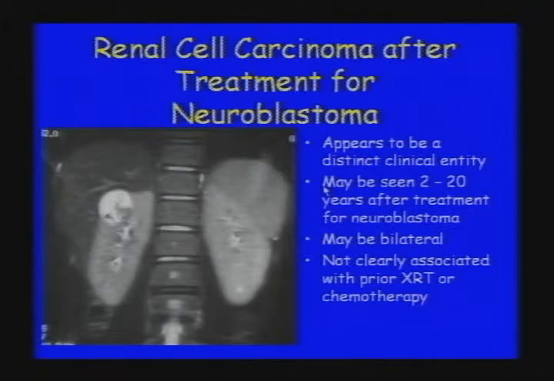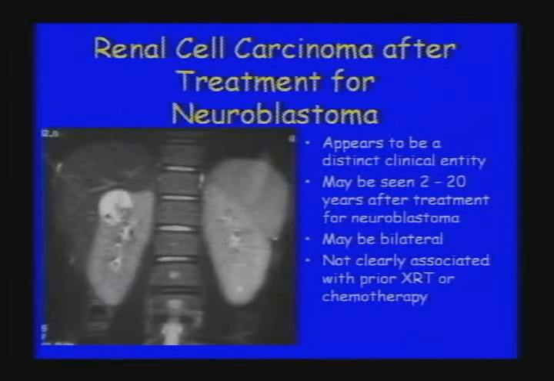This turned out to be renal cell carcinoma. And renal cell carcinoma after treatment for neuroblastoma appears to be a distinct clinical entity. And I bring this up because there are more and more children who are surviving high-stage neuroblastoma that you're going to see in adult populations. And these kids need to be screened for renal cell carcinoma.